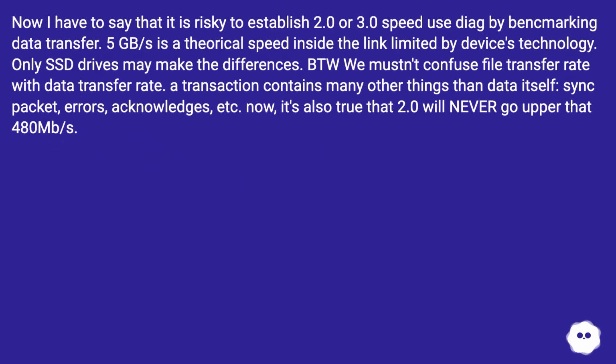Now I have to say that it is risky to establish 2.0 or 3.0 speed use diag by benchmarking data transfer. 5 Gbps is a theoretical speed inside the link limited by device's technology. Only SSD drives may make the differences. By the way, we mustn't confuse file transfer rate with data transfer rate. A transaction contains many other things than data itself: sync packet, errors, acknowledges, etc. Now, it's also true that 2.0 will never go upper than for 80 Mbps.